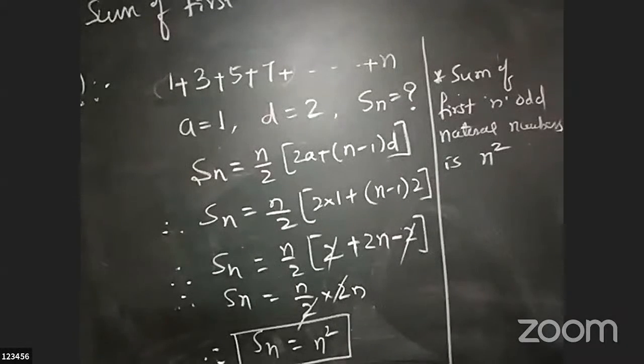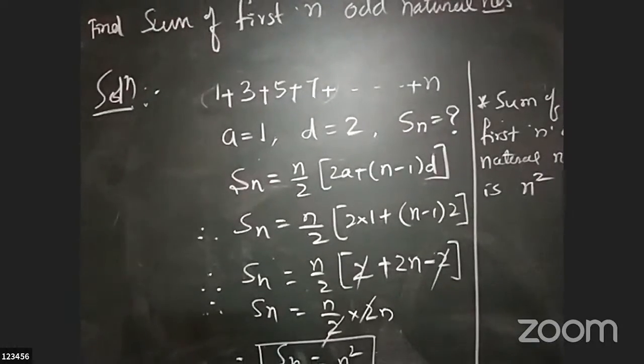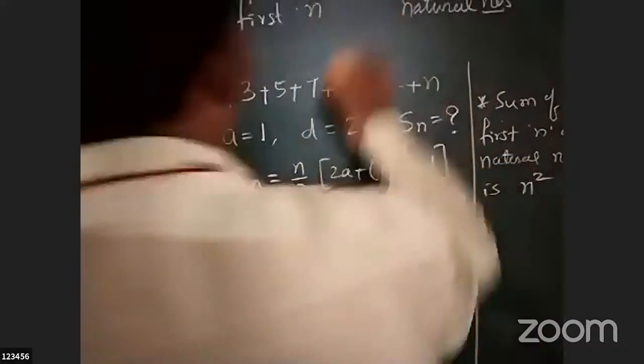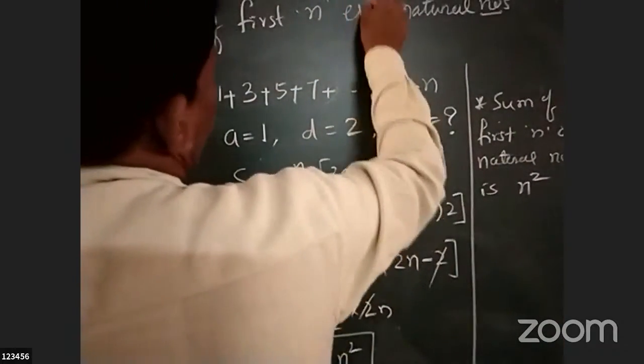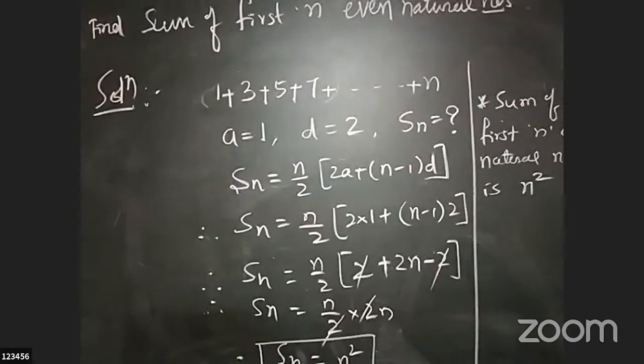On the same line, remove that odd, put there even. What you will get, check. What slight change you are doing in the question is remove odd, put there even. Check what is going to be your answer. Find sum of first n even natural numbers. Instead of odd, here you have to write even. Check what you will get the answer.